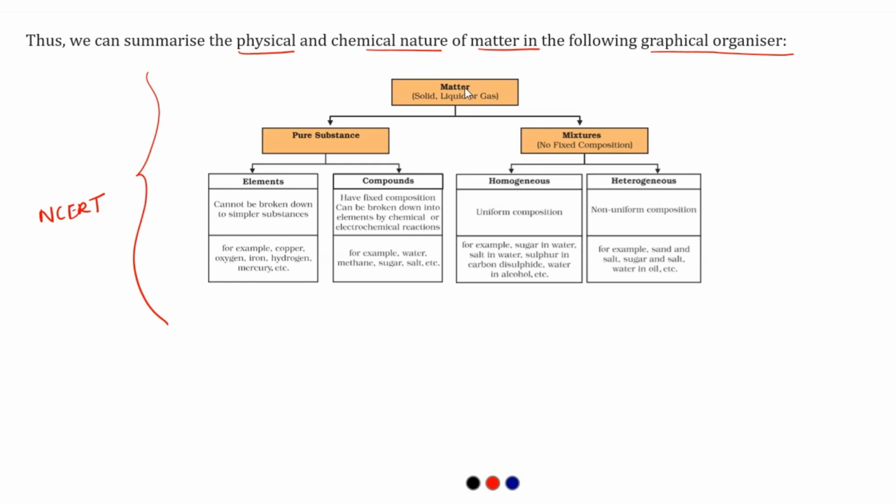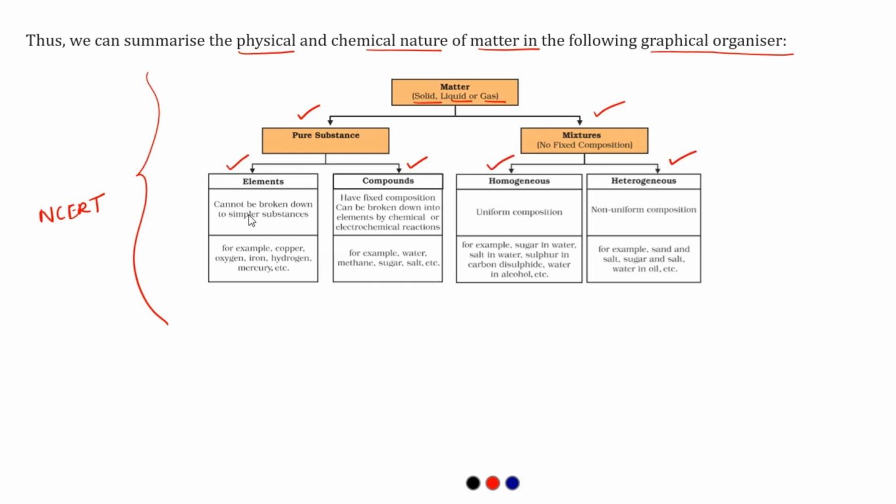So first, matter is divided into solid, liquid and gases. Matter is divided into two. One is pure substance, one is mixture. In pure substance we have two. One is element and the other one is compound. In mixture we have two, that is homogeneous and heterogeneous.